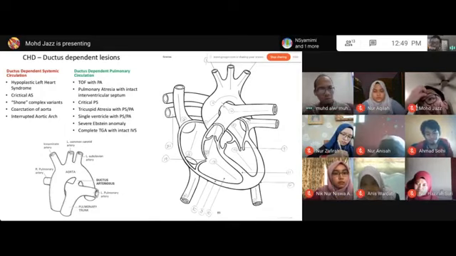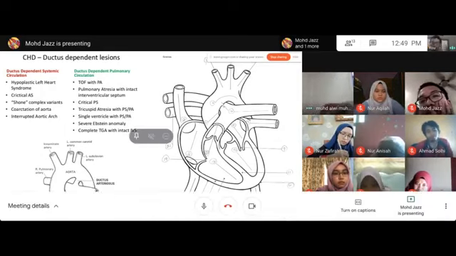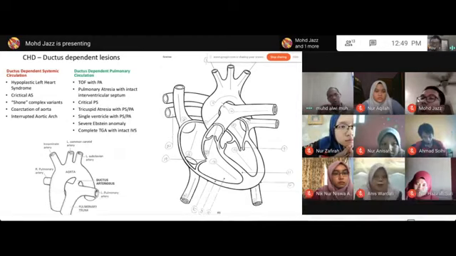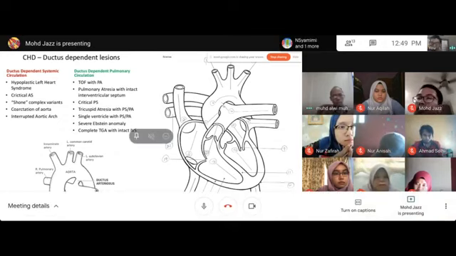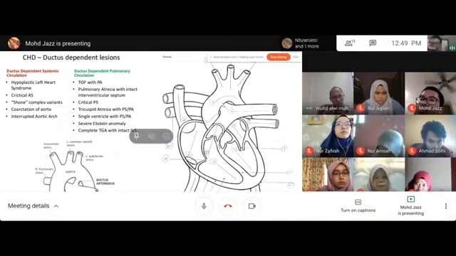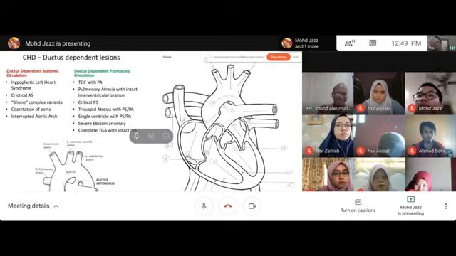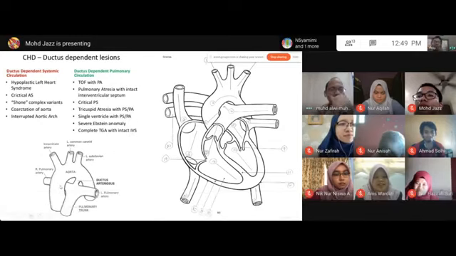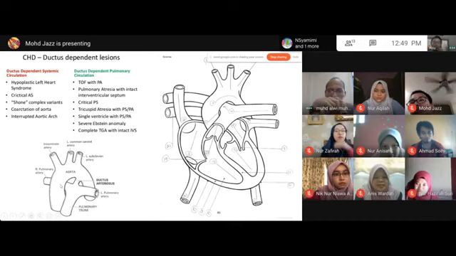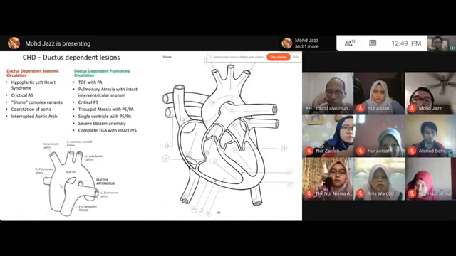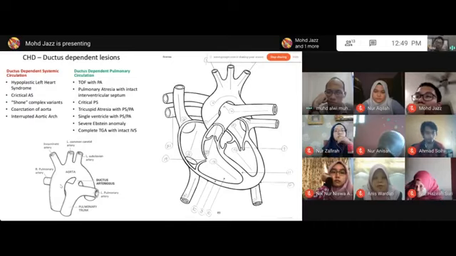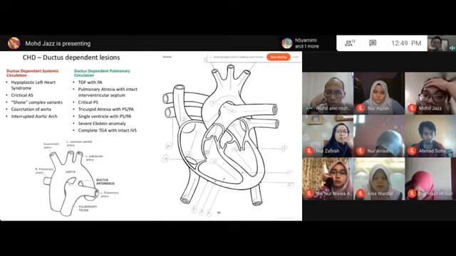So let's talk about interrupted aortic arch. Look at the picture below. Based on Nelson, interrupted aortic arch is actually the severest form of coarctation of the aorta. As we learned before, one of the postulated mechanisms is that contractile tissue migrates abnormally from the ductus arteriosus into the aorta. This contractile tissue then causes the coarctation to occur. So interrupted aortic arch is the total interruption of the aortic arch.